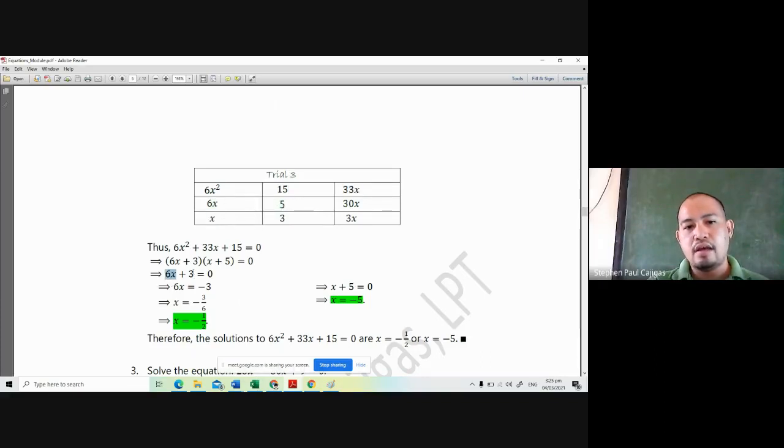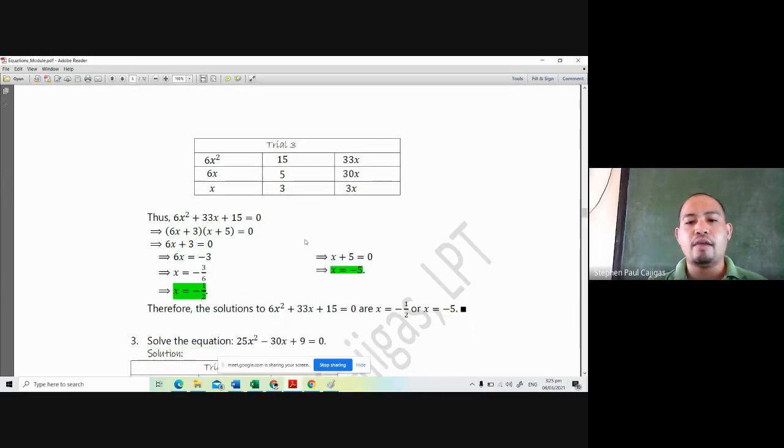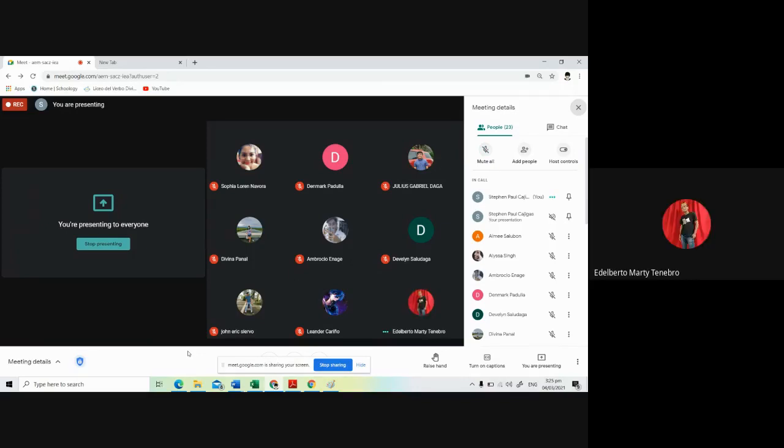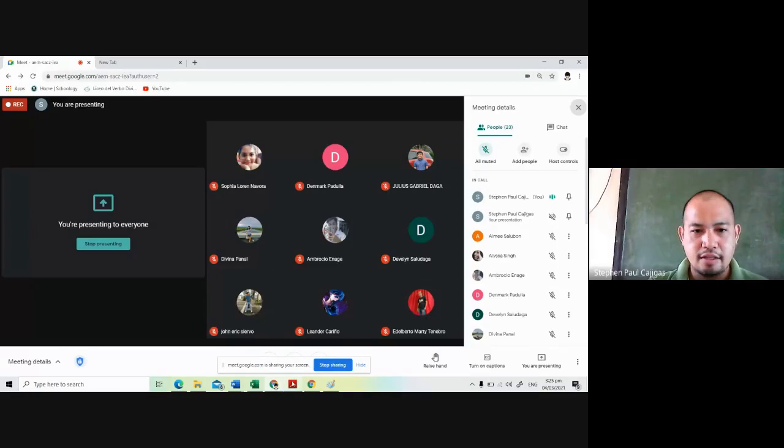And then you will get these two equations. You will have 6x plus 3 is equal to 0, and then x plus 5 is equal to 0. And then you will get the values negative 1/2 and negative 5. So far, any question? Please speak up if you have any. Hello? Hello, sir. Okay, there are no questions yet. Okay, let us continue.